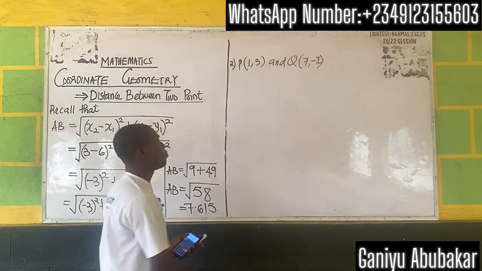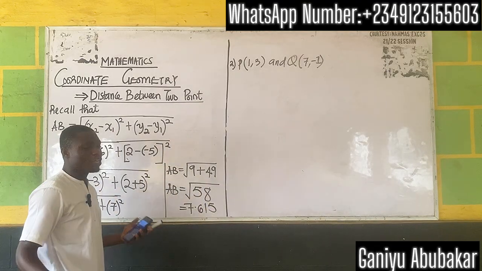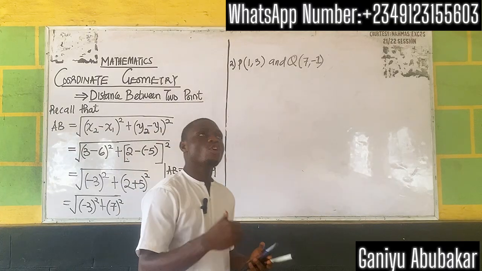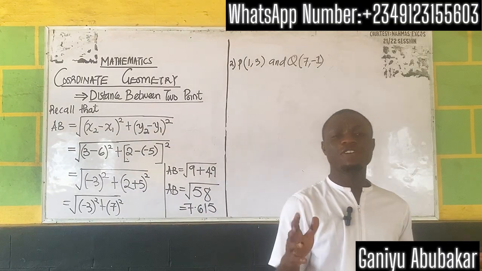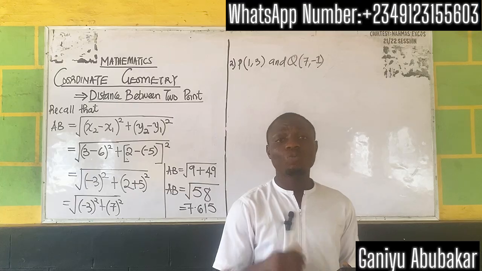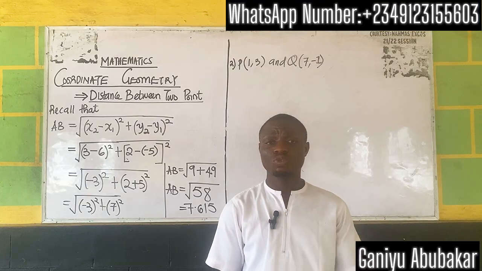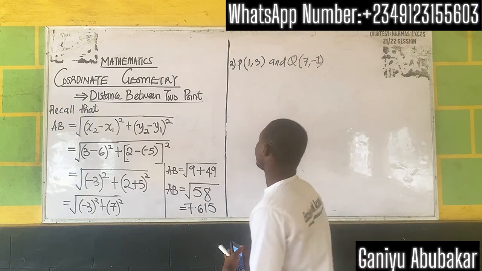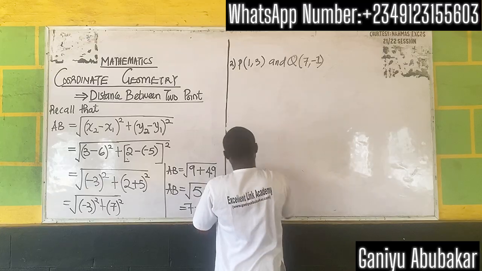Alright, so we're having these 2 points, P and Q. We are asked to find the distance between them. We said when it comes to finding the distance between 2 points, your first task there is to check which one is x1, which one is x2, which one is y1, which one is y2. Of course, we said the first one that comes here gives you x1, y1.